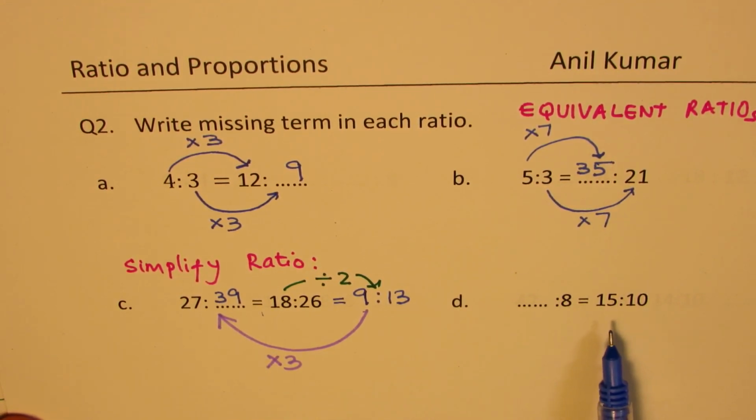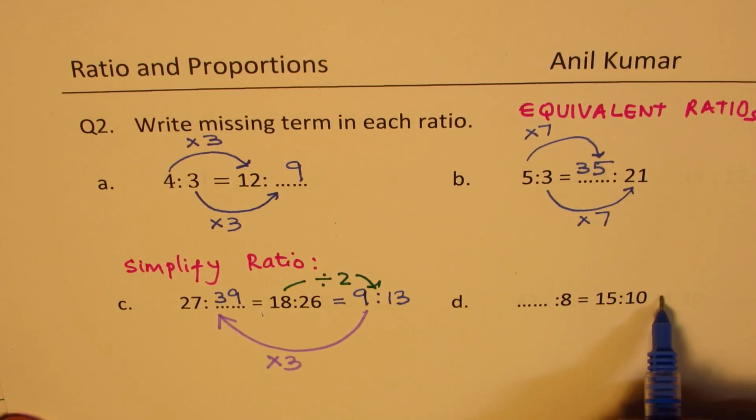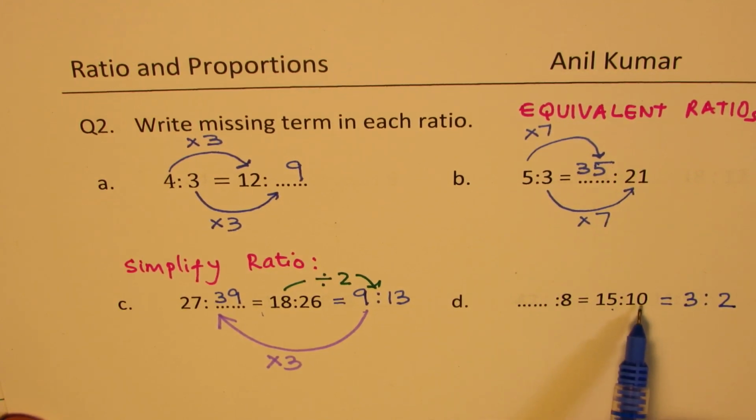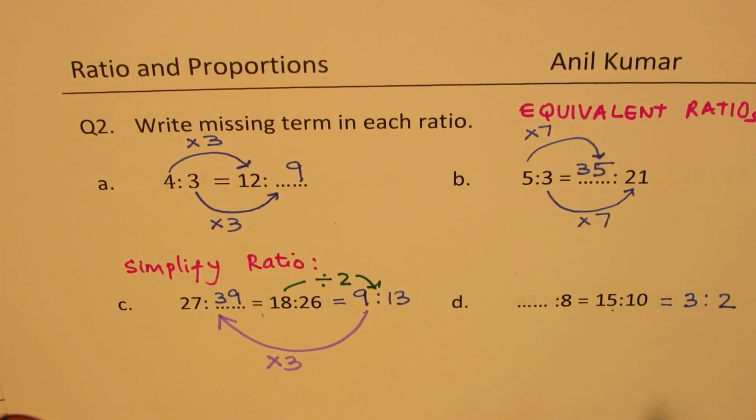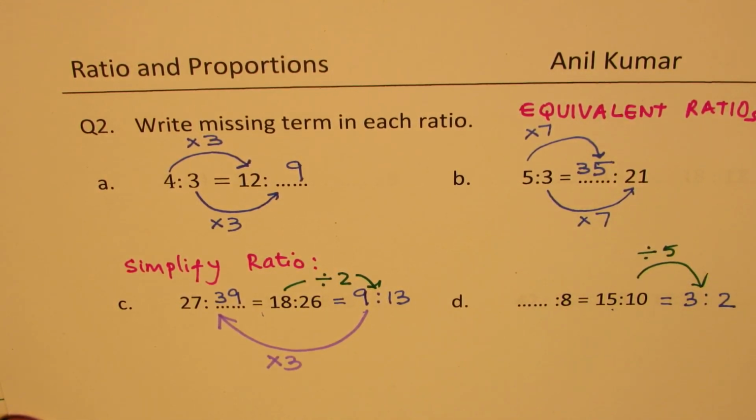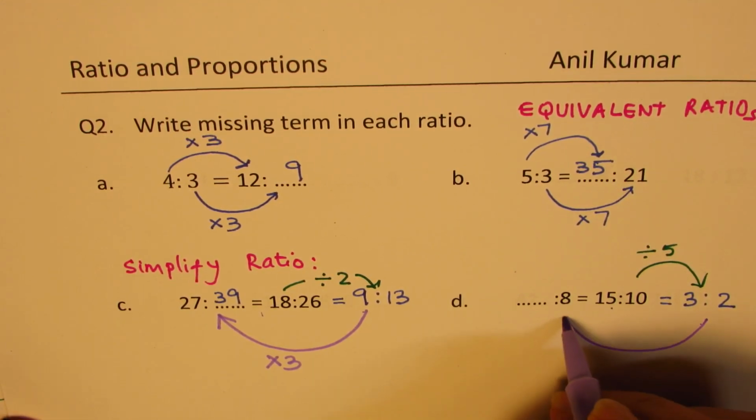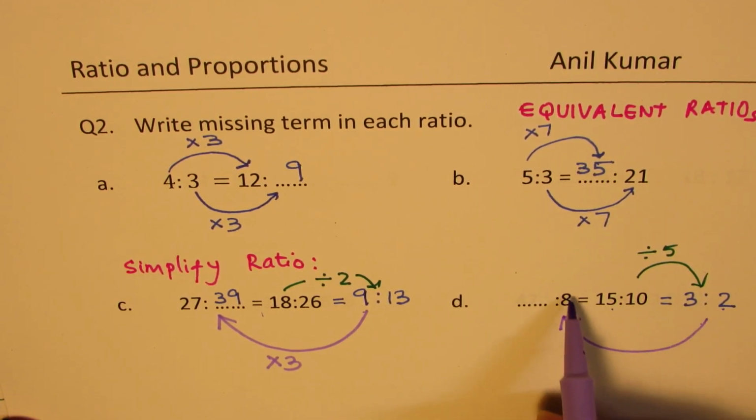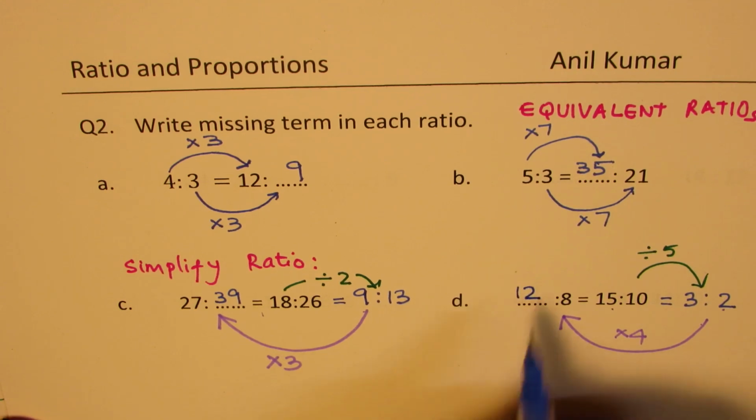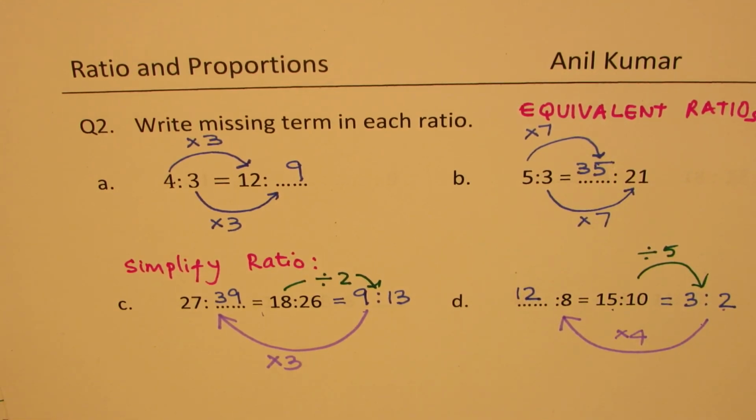So let's do it again here, just to practice. 15 is to 10. I could divide both by 5. So I could write this as 3 is to 2. Do you see that? So I wrote 15 is to 10 as 3 is to 2. They are the same thing, correct? How did I get that? Well, I divided by 5 to get this result. And now I could multiply and then check what I should get here. Now 2 times 4 is 8, right? So we are going to multiply both by 4. 4 times 3 is 12, and we get 12 here. So that is how we should be doing it.